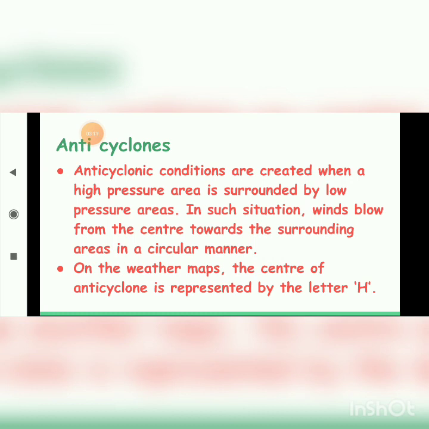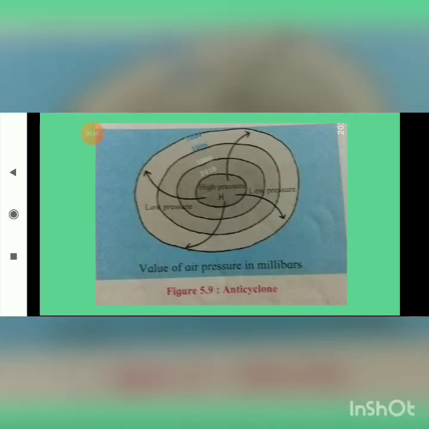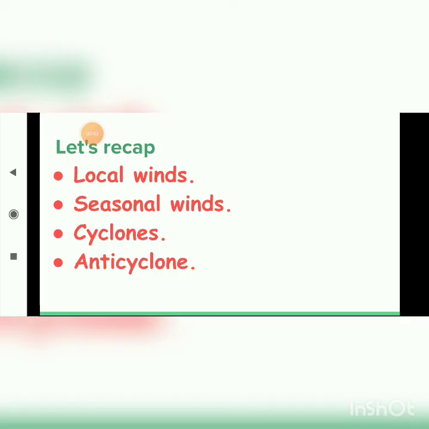Anticyclones are vividly experienced in high pressure belts. Winds in these regions are always moving out, and hence the rainfall in this area is quite low. Here you can see the image of figure 5.9, which shows an anticyclone. The center of an anticyclone is represented by the letter H, and these are vividly experienced in high pressure belts. Now we have completed the lesson.